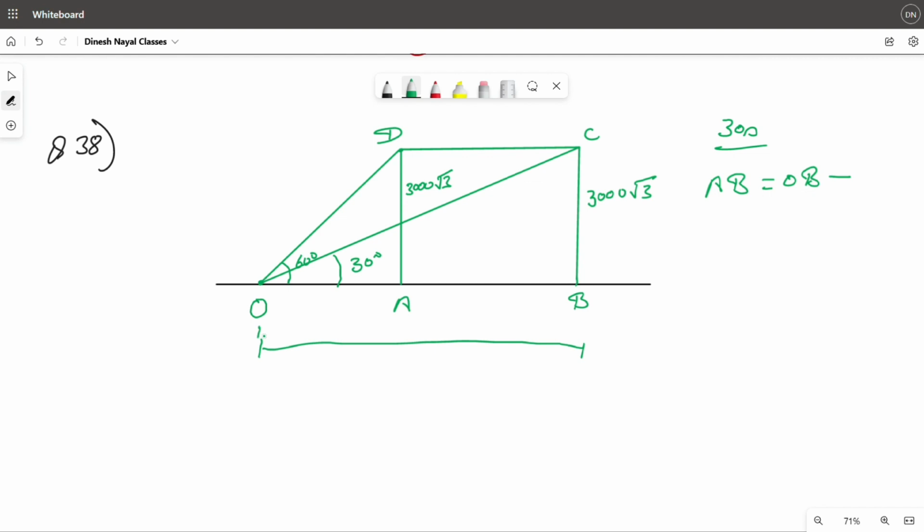You take this point OA, minus OA, so that will be AB. So basically we have to find OA and OB and then subtract OA from OB. So let's find OA first.